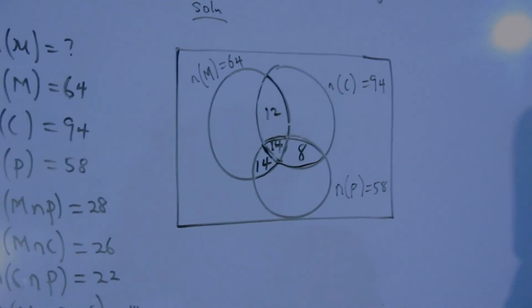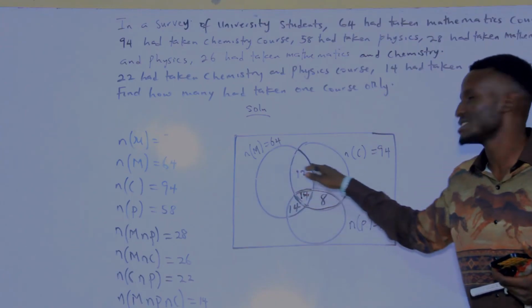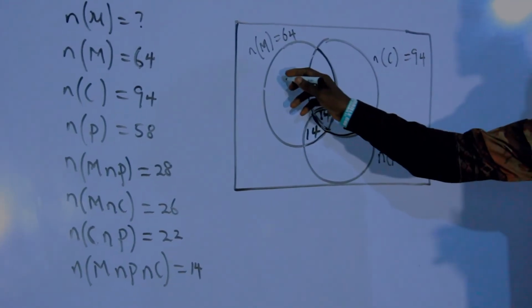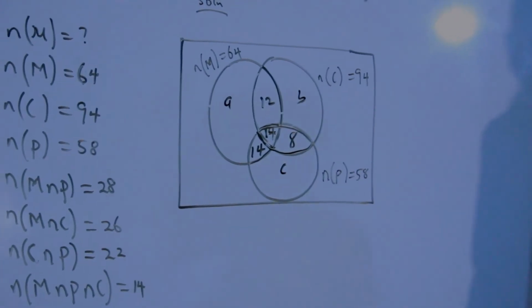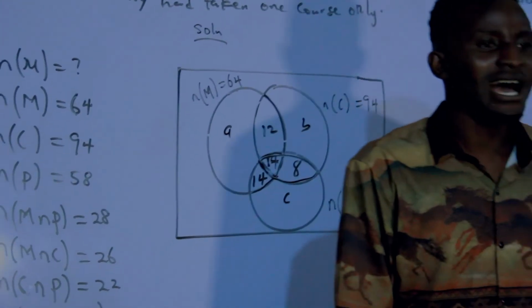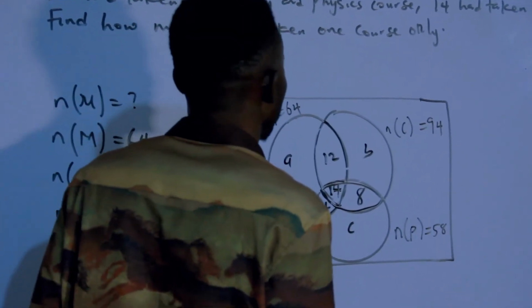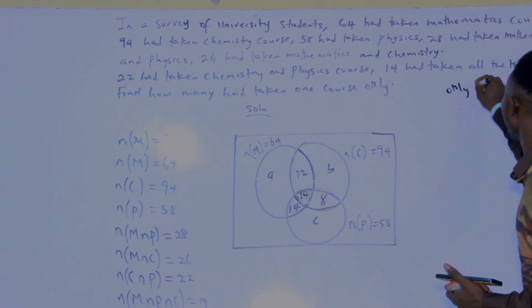Now from here, I need to know each of those that study the course one after the other. So let me denote this with A, B, and C. So the denotation A, B, and C are those that study the course only. Are all together? So let us now see. Now, only mathematics. Only mathematics.